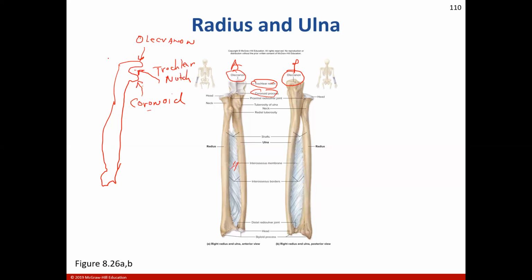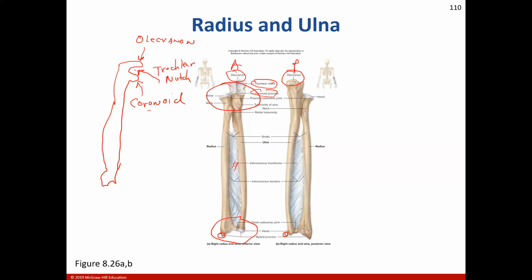And this is proximal ulna and radius. This is distal, down by the wrist, so the wrist bones aren't there. You can see there's a pointy lateral part of the radius and a pointy medial part of the ulna. That's called the styloid process.